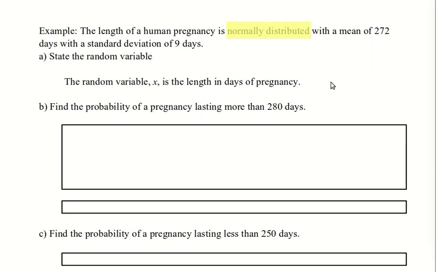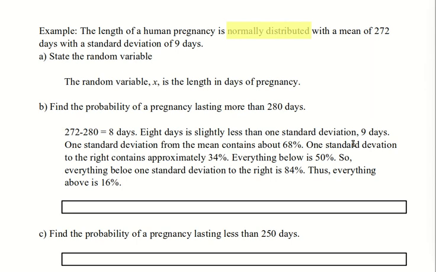So now it says find the probability of a pregnancy lasting more than 280 days. So notice that we can kind of do this intuitively. So let's start with that.